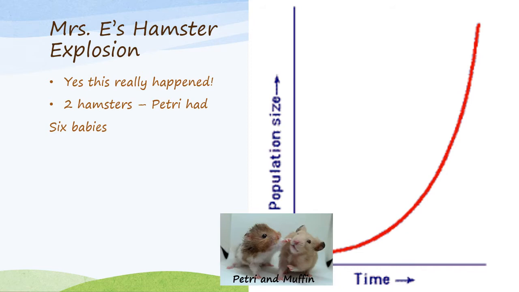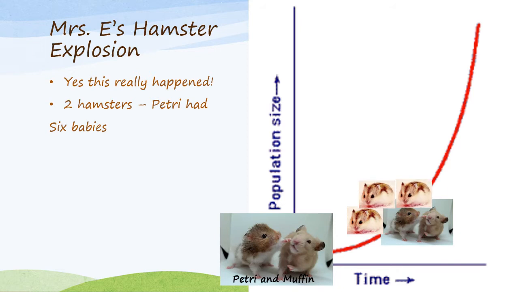Well, it turns out that Petrie and Muffin, when we got them, were pregnant. And so hamsters usually on average have about 6 babies apiece. But we did have an accident with some of the babies initially. So we have Petrie and Muffin, and then they started having babies. So here are the babies that we had with Petrie and Muffin.